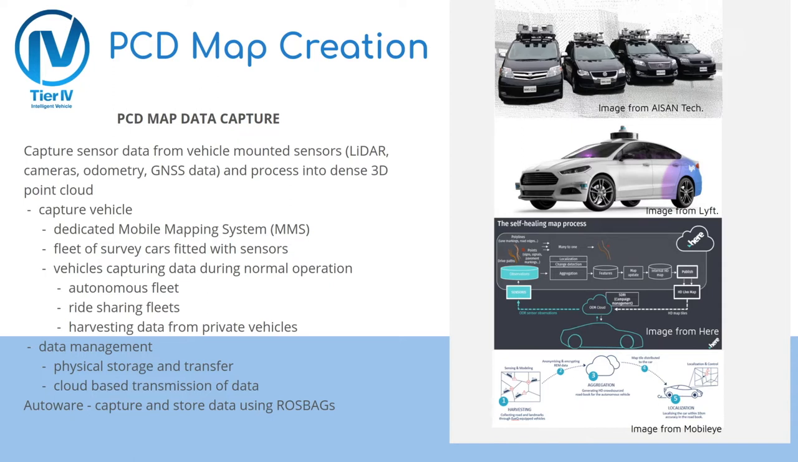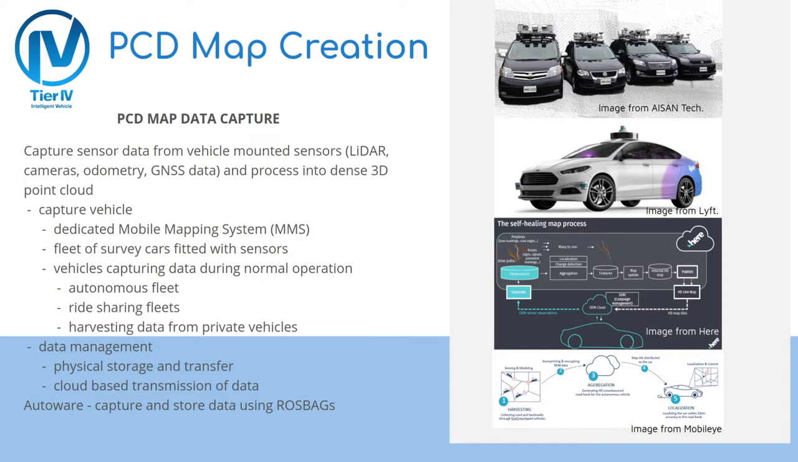Vehicles can also capture data during normal operations, such as in deployment as part of a ride-sharing fleet, as in the case of Lyft, or by harvesting data from private vehicles, such as with the HERE self-healing map system or Mobileye's road experience management system.